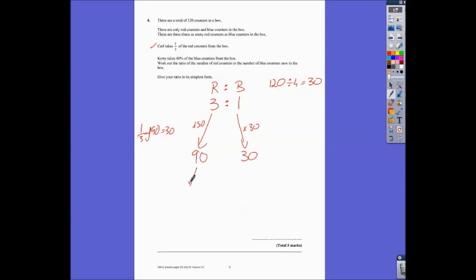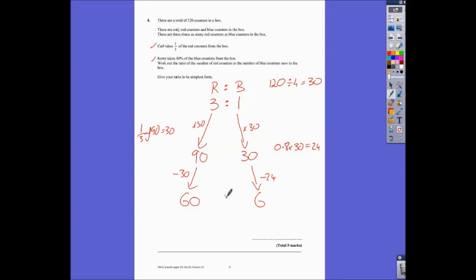So if we take 30 out, we're left with 60 of those. And then Kerry takes 80% of the blue counters out. Now to work out 80%, we do 0.8 times 30, which is 24. So if we take out 24 counters, we're left with just 6.